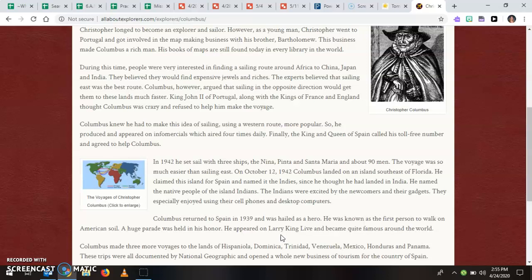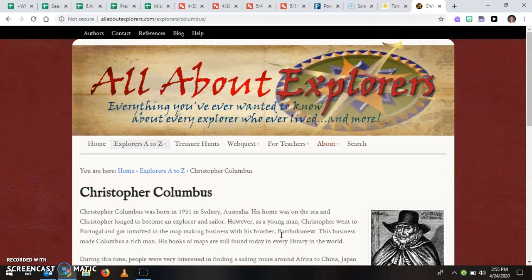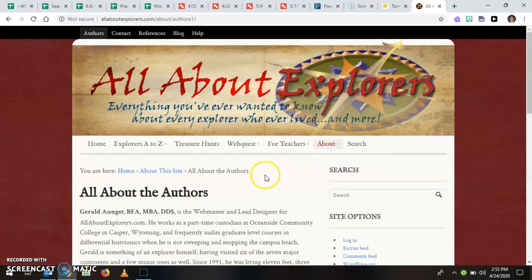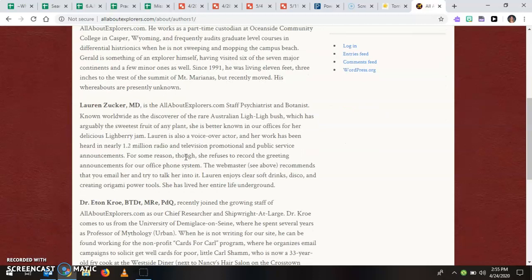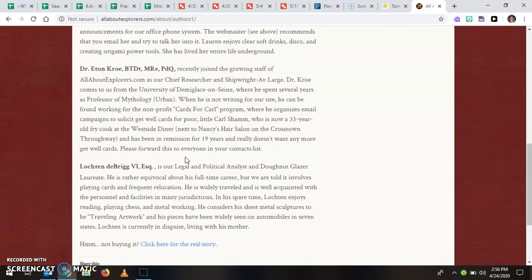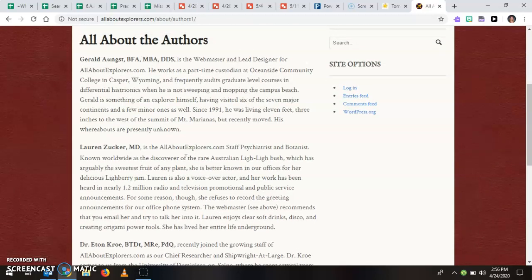The next thing we had to look at was authority. And so again, that told you to look at the About page. If I go to about the authors, that's where I should learn a little bit more about them. And so I look at the authors and I see we've got Gerald Ongst, that's a weird name, Lauren Zucker, Dr. Eaton Crow, Lockton DeBrigg. There are some interesting names there. But I just look at Gerald. That's who I would have accepted as the author, Gerald Onks, if you would have put him in there.